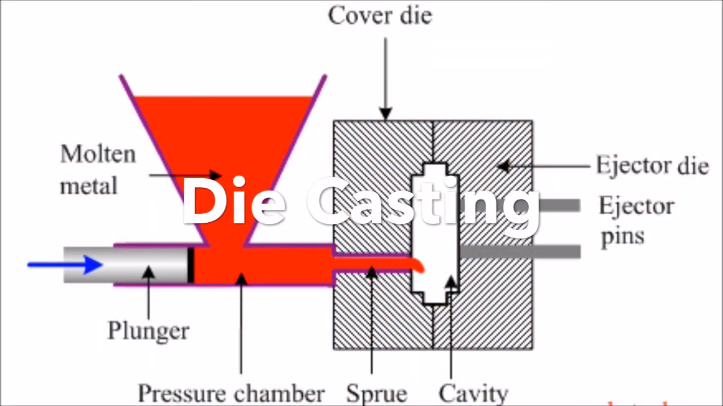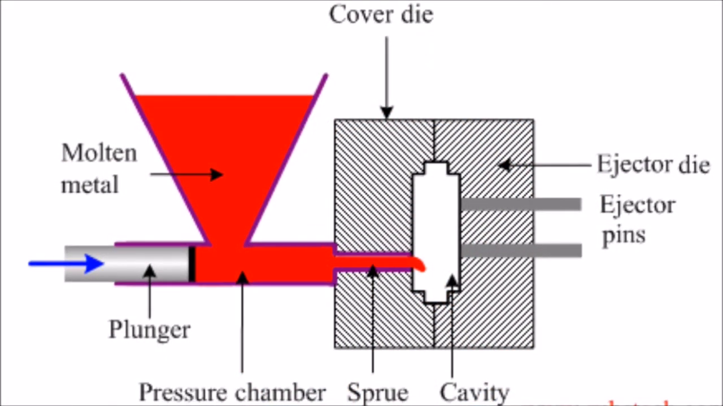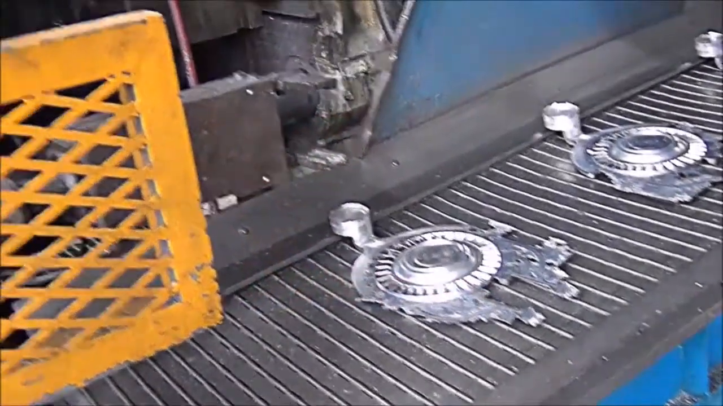Die casting. Die casting is a process in which molten metal is injected into the mold cavity at an increased pressure of up to 30,000 Pascal. Die casting is a highly productive method of casting parts with low dimensional tolerance and high surface quality.